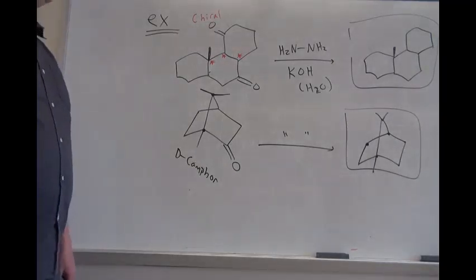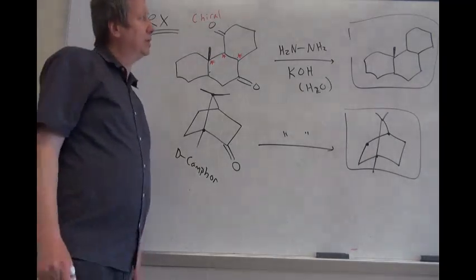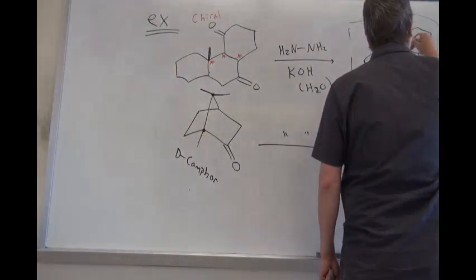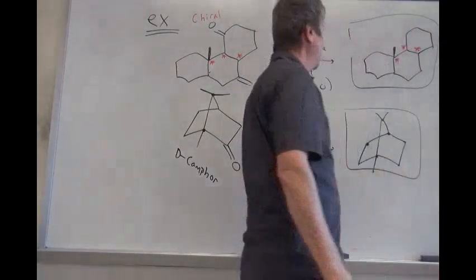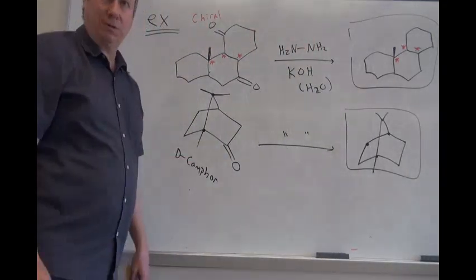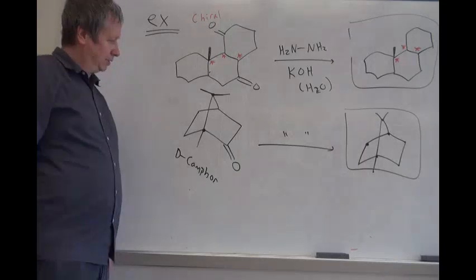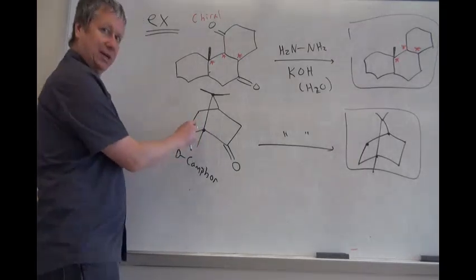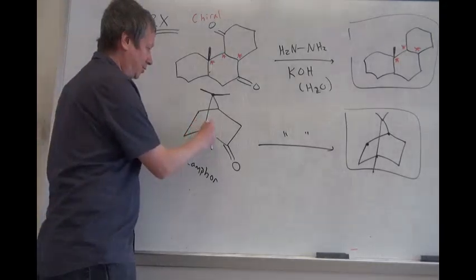Is the product chiral? Well, it's also chiral, yeah. Star. Yeah, so it's still chiral. What about camphor? Is camphor chiral? Yep. This carbon, you have a ketone on one side and a CH2 on the other. So yeah, it's chiral.